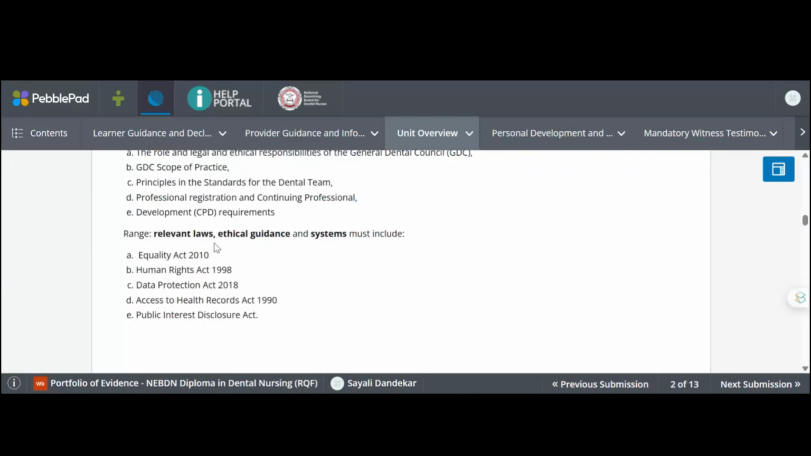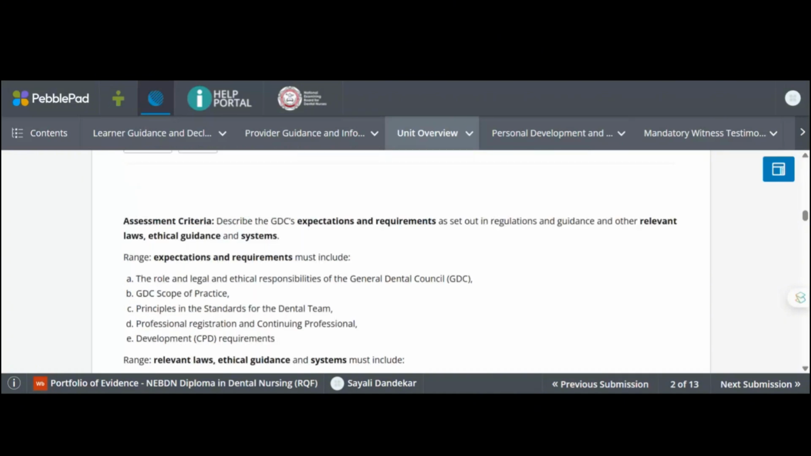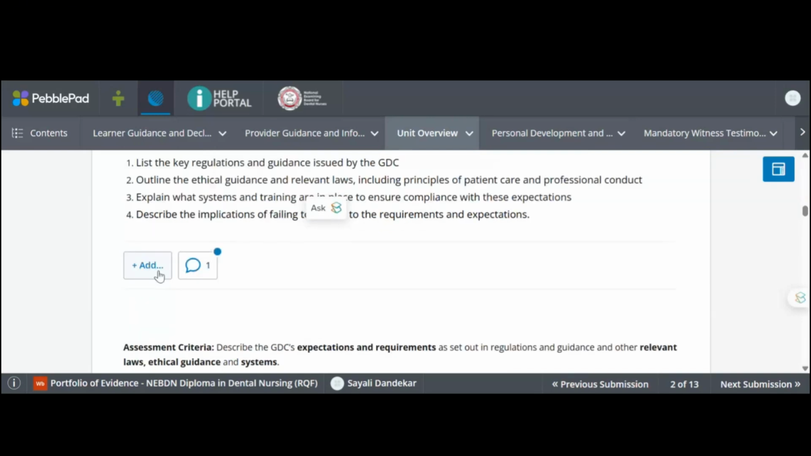There are certain ranges and certain guidance for you. In this question, you have to mention the Equality Act 2010 and the Human Rights Act 1998. You have to cover all these sections, all these ranges. These are the things we as assessors will be looking for. You will add your files in these assessment sections, and after you have uploaded them, I'll review it from my side.